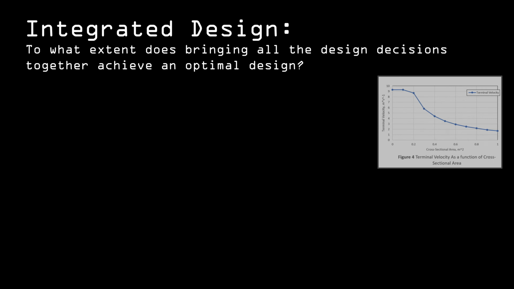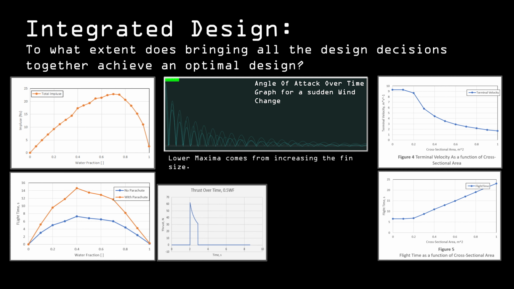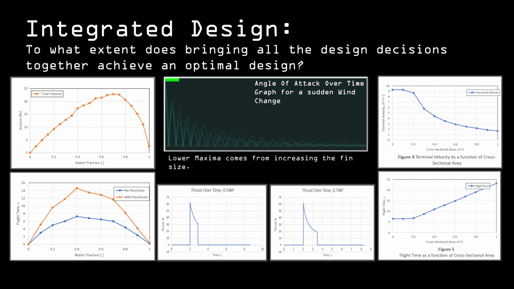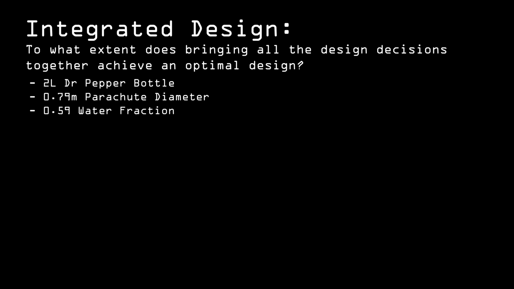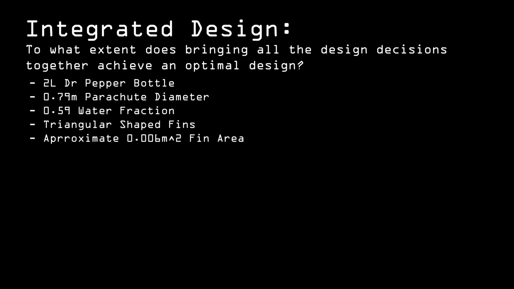Considering all the data we've collected and applying it to the rocket should optimise for flight time, we have however made sacrifices to the flight time to ensure that the rocket does not fail after launch. This will lead to the rocket being optimal in terms of structural quality as well as flight time. More specifically, the data has led us to these rocket features. It should use a 2-litre Dr Pepper bottle, 0.79 meters as a parachute diameter, 0.59 water fraction, and triangular fins, one 4-fin and one 3-fin rocket that we are making, which are approximately 0.006 meters squared per fin.